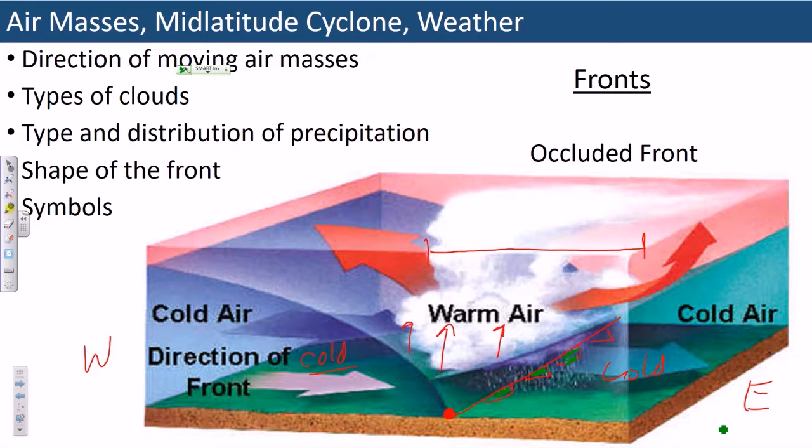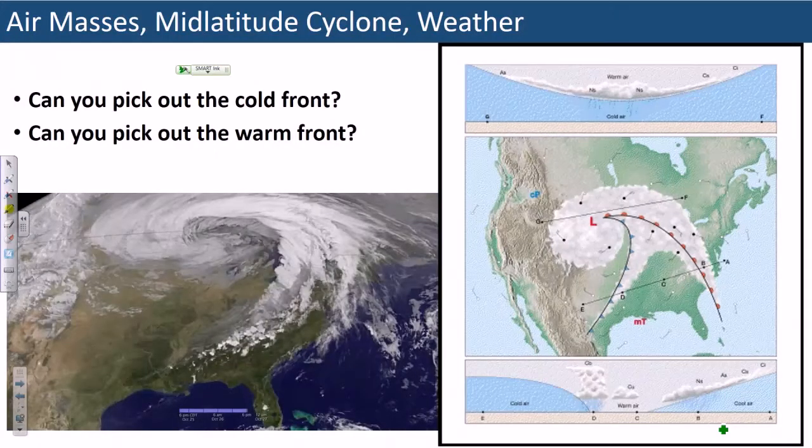Okay, you'll notice it's a mixture of the two basic symbol types, triangles or teeth, and then the half circles, and they're again on the side pointing in the direction in which the front is moving. Okay? So when all of these air masses come together, you produce a cloud distribution that you see on the left-hand side here, and you'll notice there's an area in here.